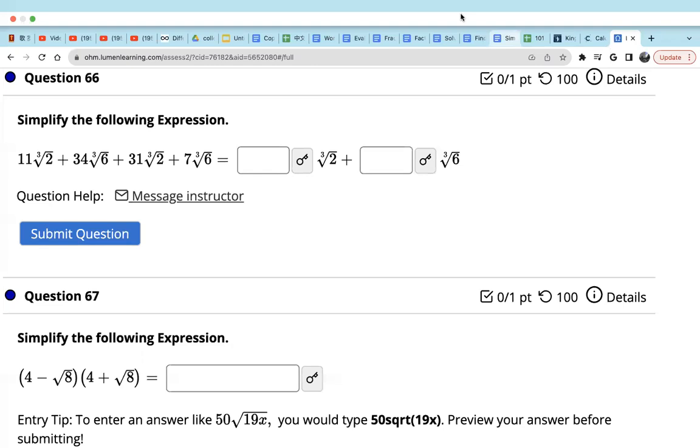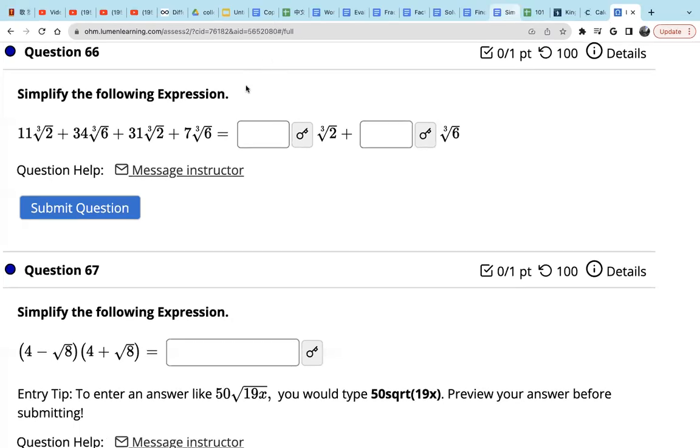Let's continue 66. So we want to simplify those radicals. So we see addition here. We add. For addition or subtraction, we look for like radicals.